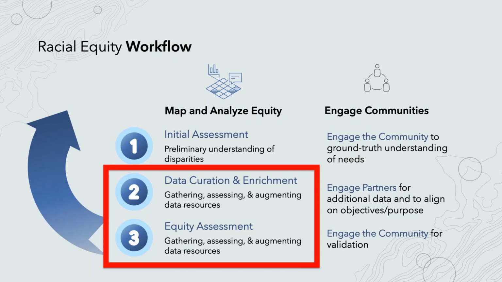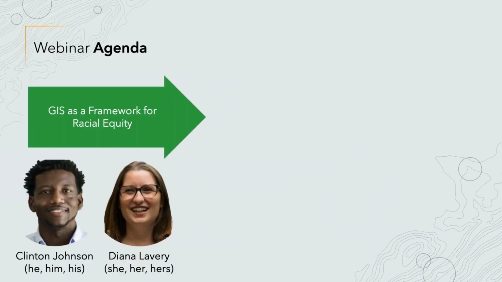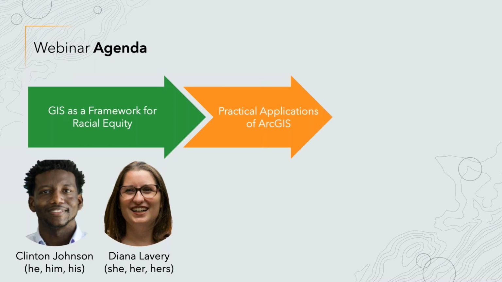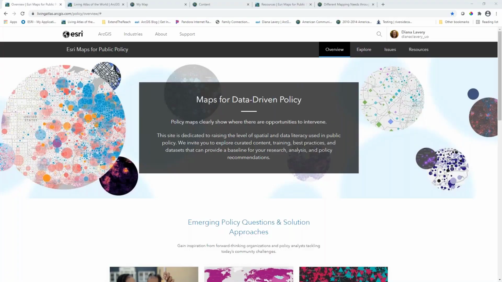So now that I've done my part, talked about how you can apply GIS as a framework for racial equity, you'll hear from Diana, who will demonstrate a few ways that you can use ArcGIS to assess equity. Thanks, Clinton. Well, here we are at the Esri Maps for Public Policy site. This is a great resource that I'll walk you through for doing racial equity impact assessments.